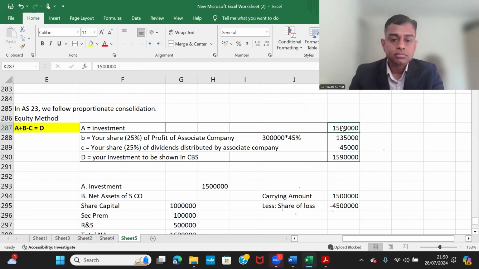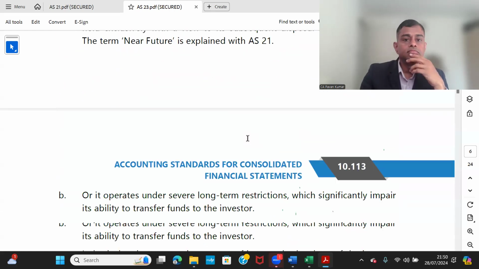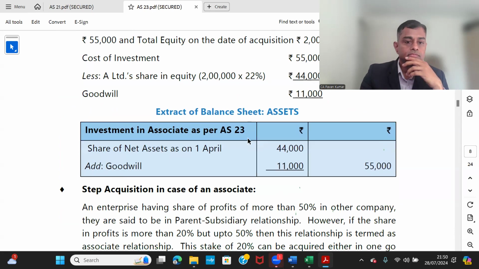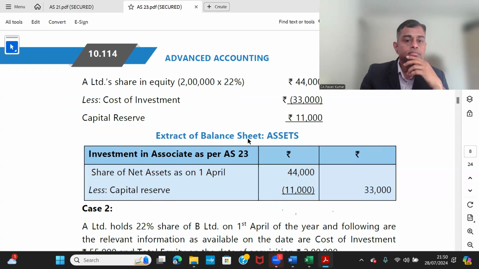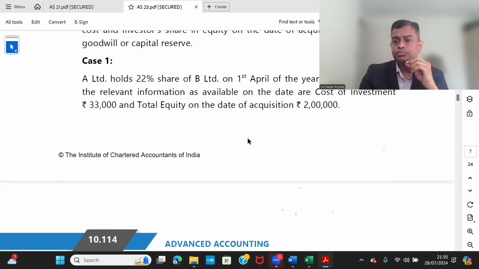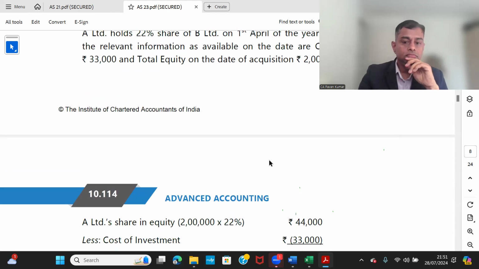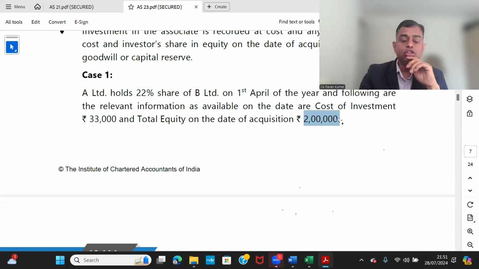Are we done? So, can you read, ma? Devika, read case 1. Case 1. A Limited holds 22% share of B Limited on 1st April of the year, and following are the relevant information as available on the date. Our cost of investment rupees 33,000 and total equity on the date of acquisition is rupees 2 lakh. So, in this 2 lakhs, what percentage belongs to you? 22%. How much it is?